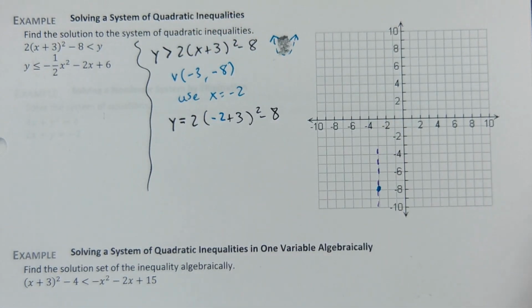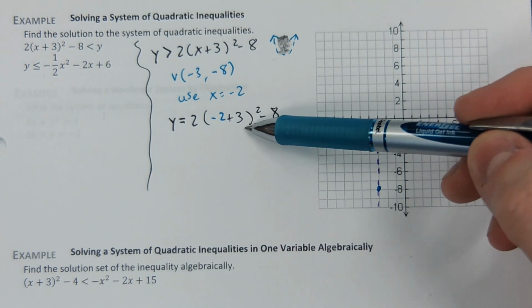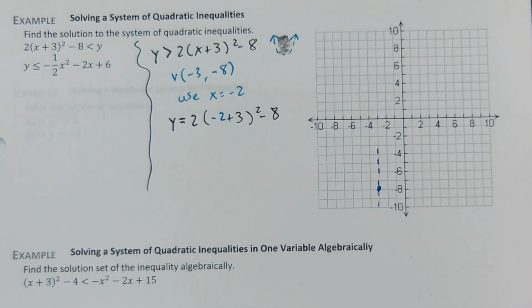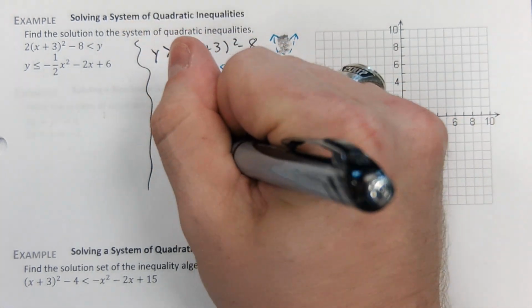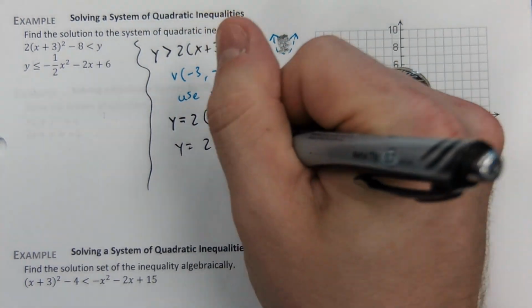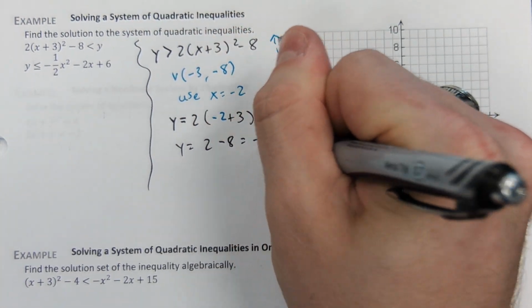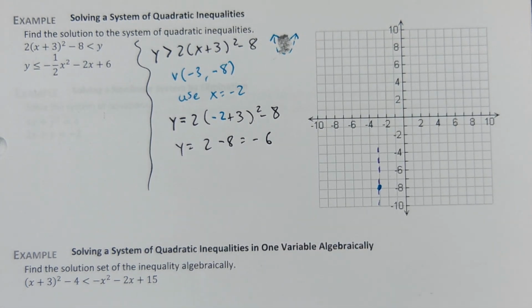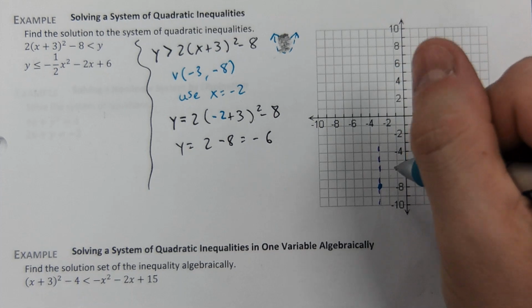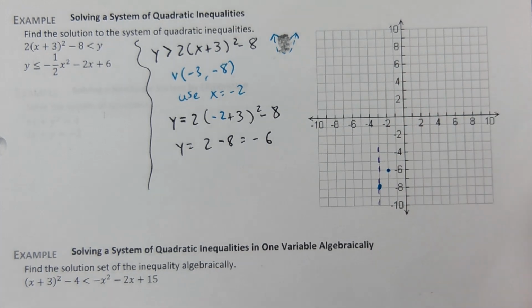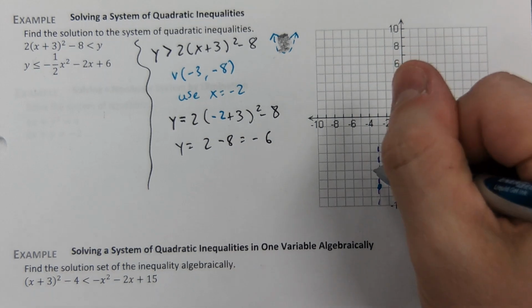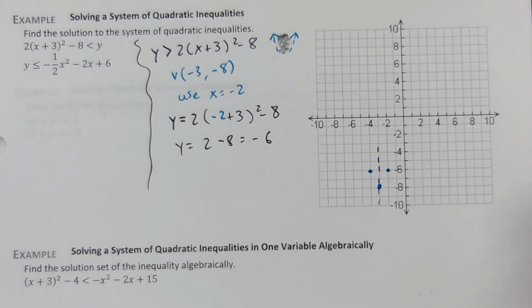The cool thing about using -2 is that the inside of these parentheses becomes a 1. -2 plus 3 is 1, and 1 squared is 1. So it cleans up really nicely to just be 2 times 1 minus 8, which is -6. That means there is a coordinate at -2, -6. That's right here. If there's a blue dot 1 to the right of the purple line there, there's a blue dot 1 to the left of the purple line there.